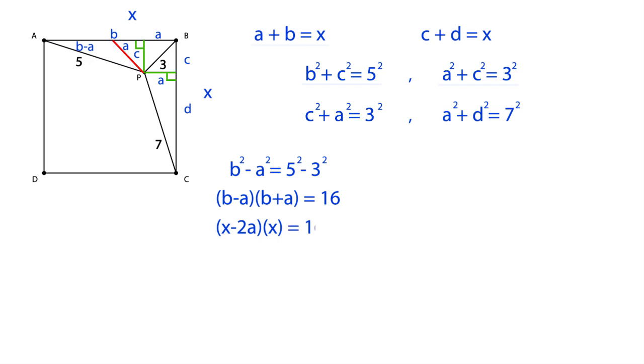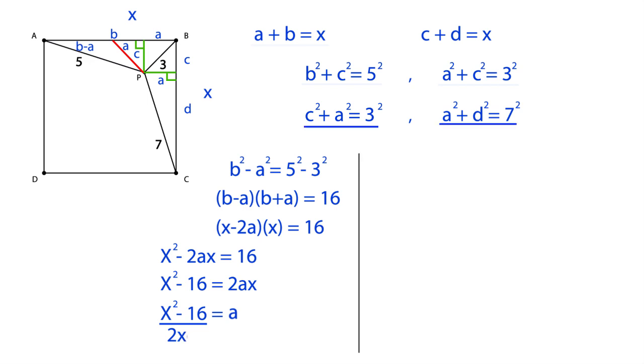And that is equal to 16. So if we isolate for A, we can do that. X squared minus 2ax is equal to 16. X squared minus 16 is equal to 2ax. And finally, A will be x squared minus 16 all over 2x.